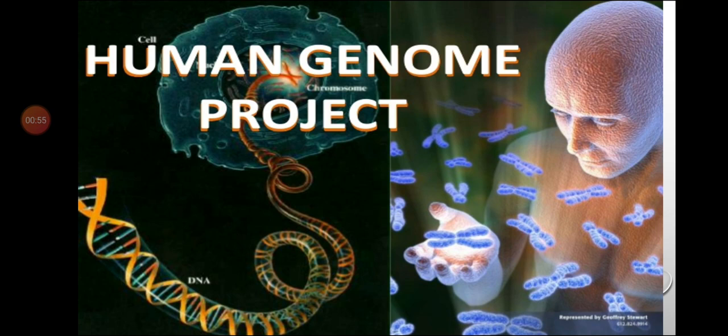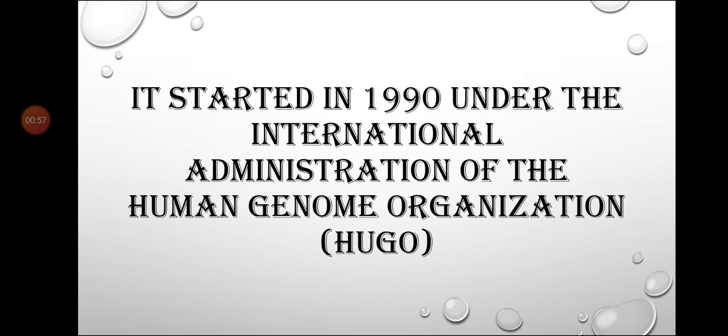Okay, so this project, Human Genome Project HGP, started in the year 1990 under the International Administration of Human Genome Organization, that is HUGO, Human Genome Organization. This project started in 1990 and it was under the Human Genome Organization. Okay, remember this for your objective question. This project was done under Human Genome Organization.